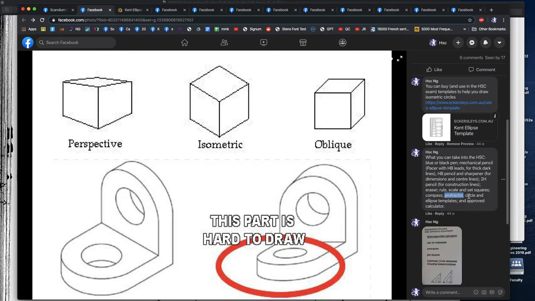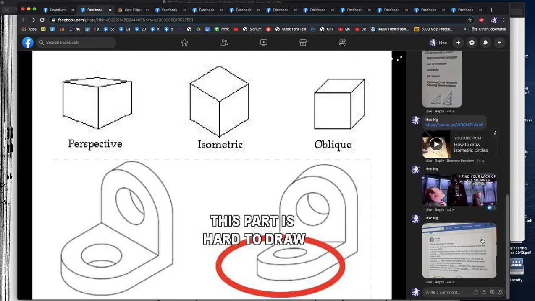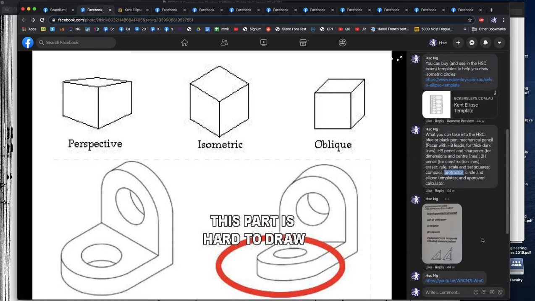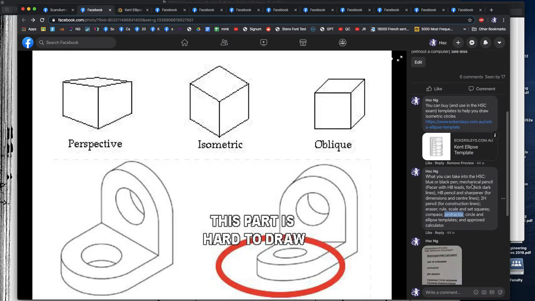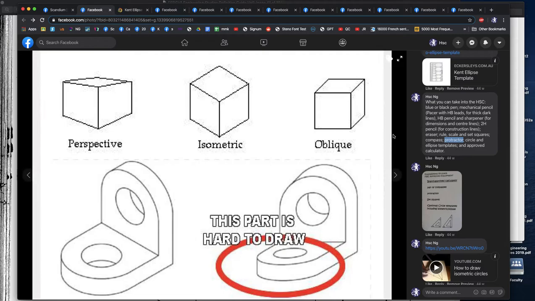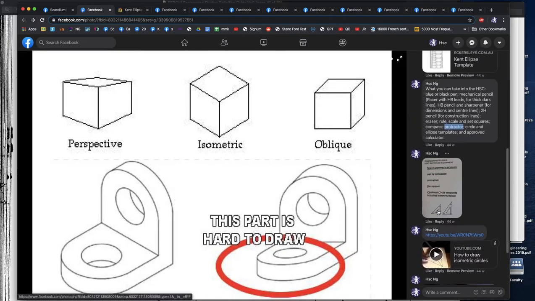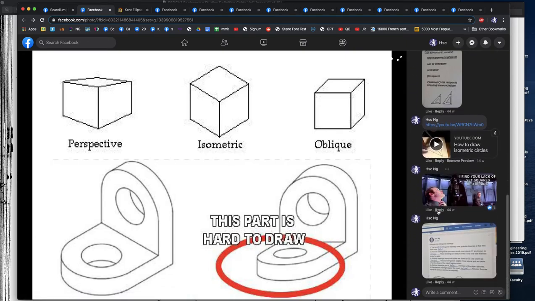You're allowed to bring in circle and ellipse templates, which is what I want to talk about in a second, and you're allowed to bring in an approved calculator. Now, the calculator you're using for maths will probably be an approved calculator. I wouldn't lose too much sleep about that. But graphing calculators, because of their computer powers, they can store a lot of information. They might not be allowed.